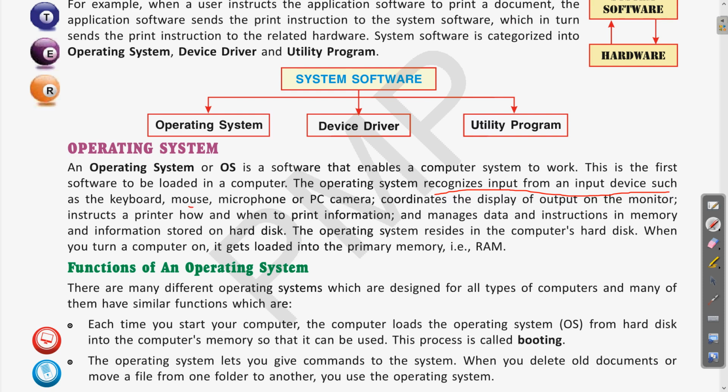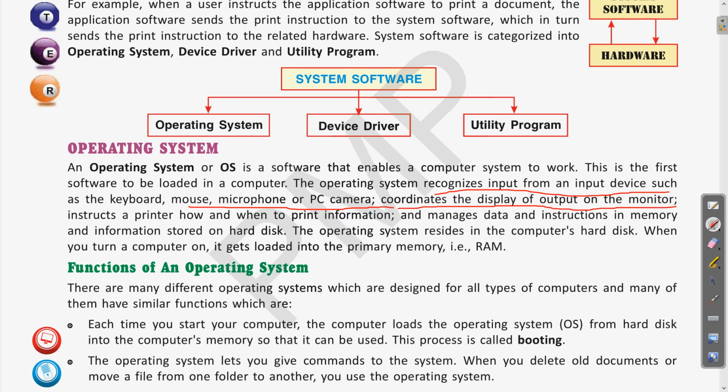Next is the microphone or the PC camera. Clear? So if you are speaking using the microphone, or talking using the computer or your mobile phone, all this input is being managed by the computer, the camera. Clear? Then we have discussed this also, the coordinates.